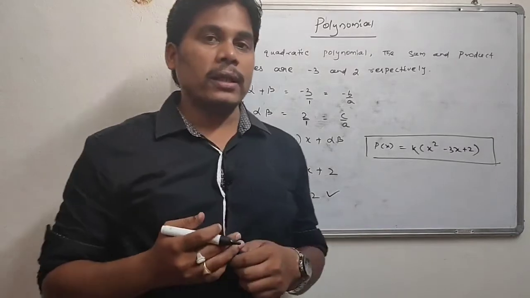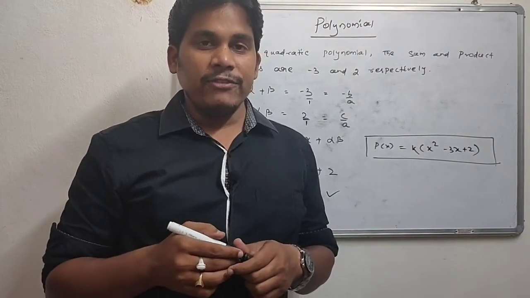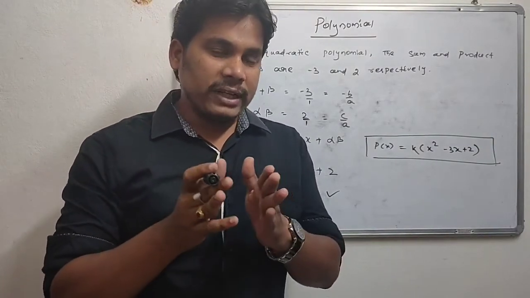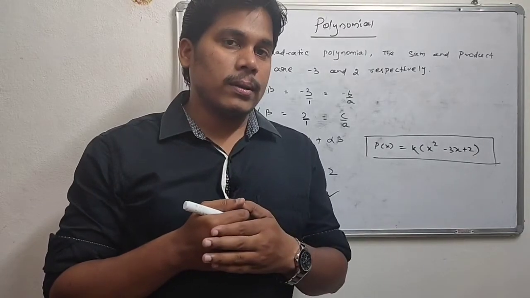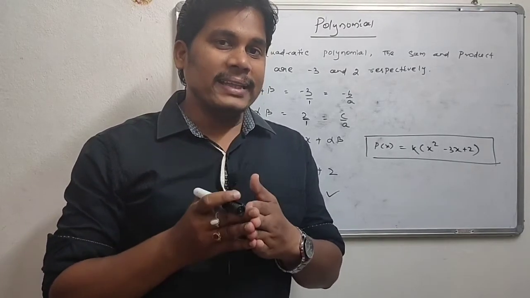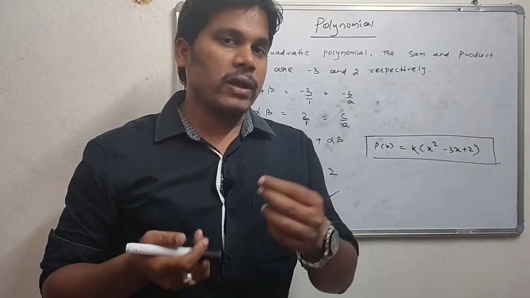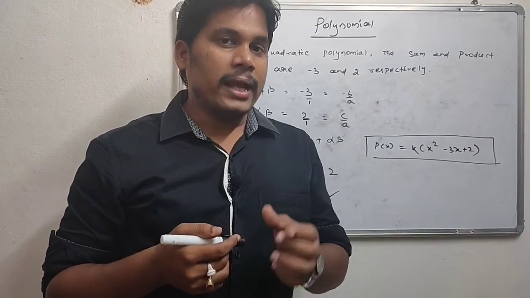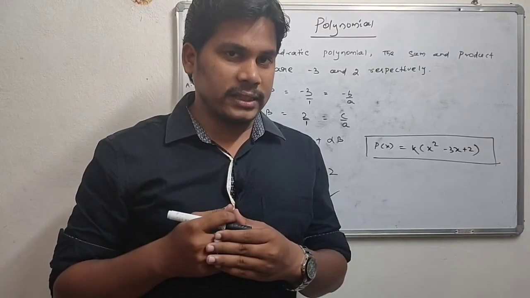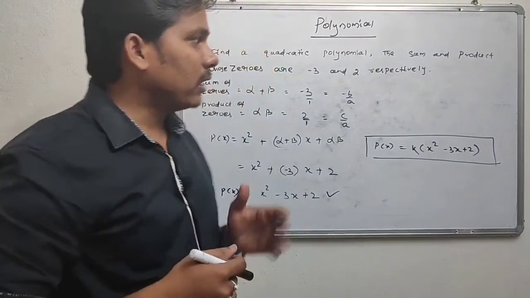Now we will move to the division algorithm, a concept we can easily understand, and we can find the other zeros if 1 or 2 zeros are given and 1 or 2 factors are given. Let's get started with the division algorithm.